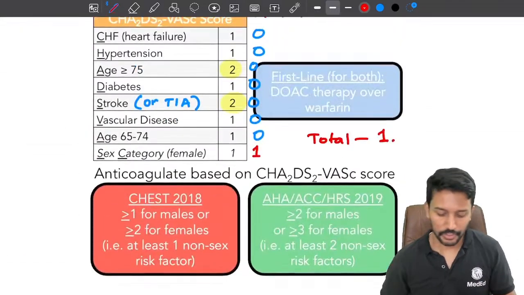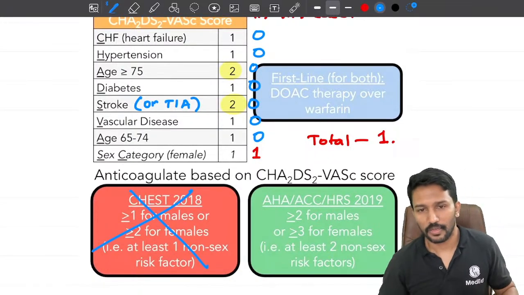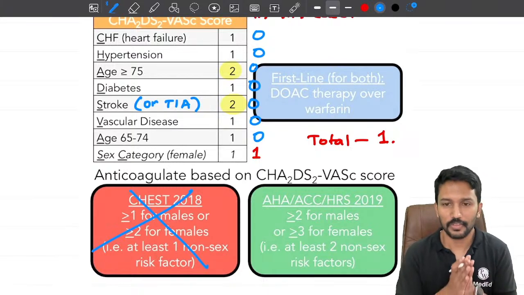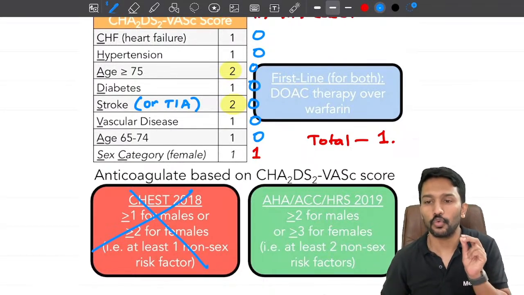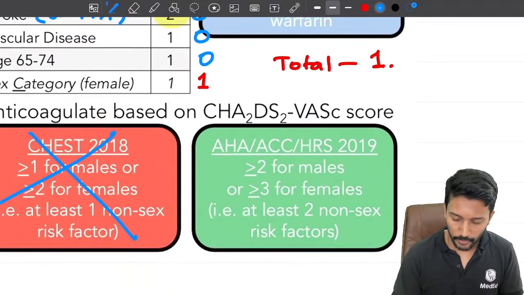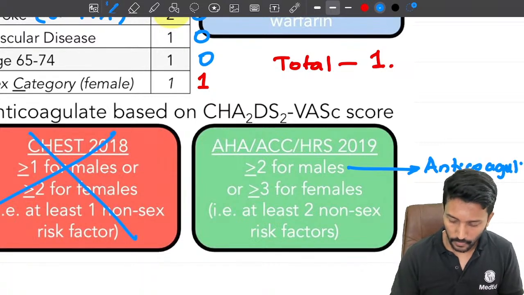Now what are the recommendations? There are two conflicting recommendations. Ignore the Chest Society recommendation. We follow American Heart Association, American College of Cardiology recommendations, which recommends that for a male, if the score is more than or equal to 2, we have to go for anticoagulation, right? For a male, if the score is more than or equal to 2, anticoagulate. And for a female, if the score is more than or equal to 3, anticoagulate.